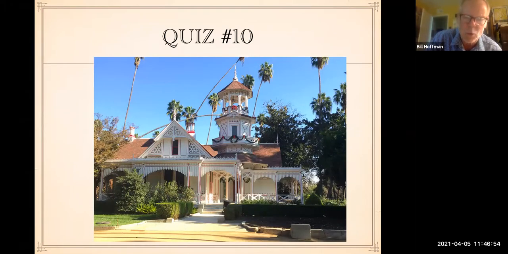Oh, what a fanciful building this is. Look at the woodwork. Look at the cupola. Look at the turret on the side. Look at the fancy spindle work around the porches. This is probably 1890 or so. This is definitely Victorian. I would go as far as to say this is Queen Anne Victorian because of the corner turret. What a building. And you don't see too many Queen Anne Victorians next to palm trees, but you do in Southern California.